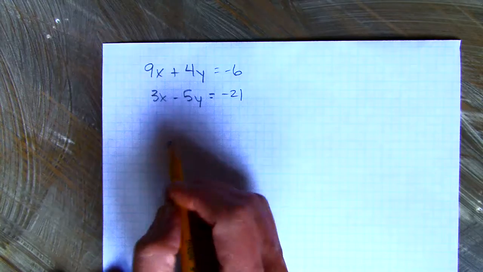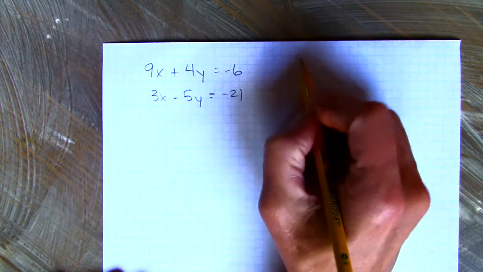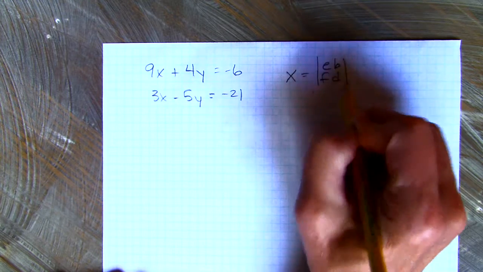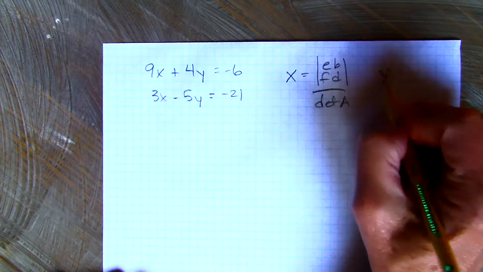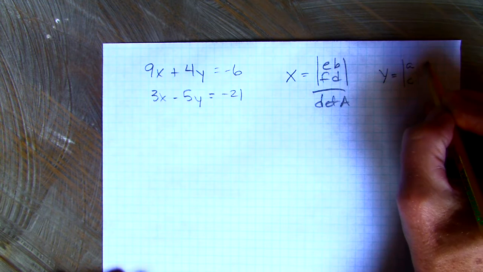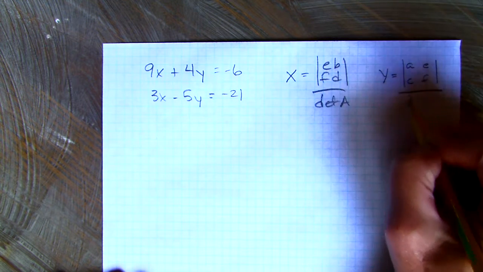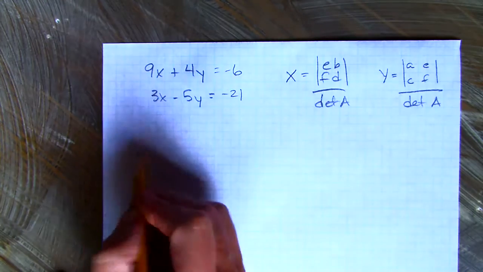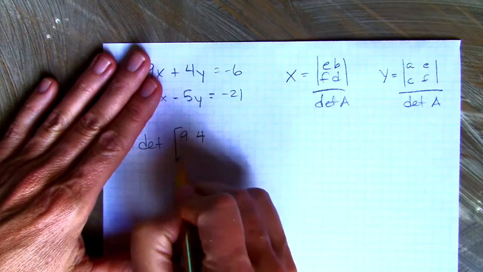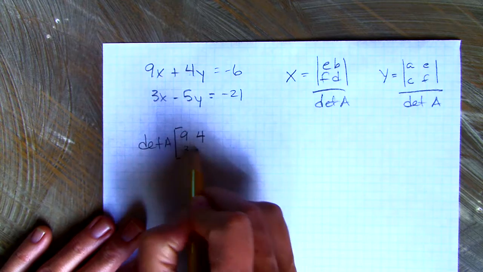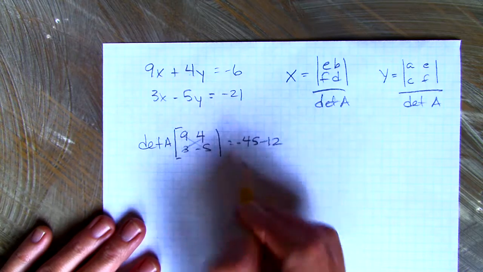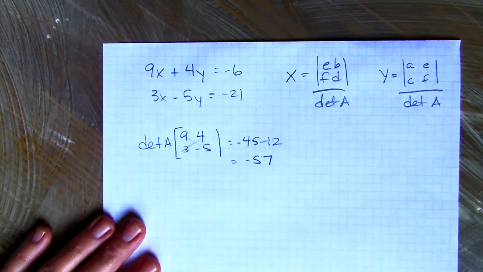All right. So how am I going to find, I'm going to remind us up here. So x is the determinant of this over the determinant of a, and y is keep the x coefficients the same and put the constants there. So the first thing we should probably find is the determinant of a. So we want the determinant of the coefficient matrix is 9, 4, 3, negative 5. That's easy enough. It's 45 minus 12. Oops, this minus that. So it's negative 57.